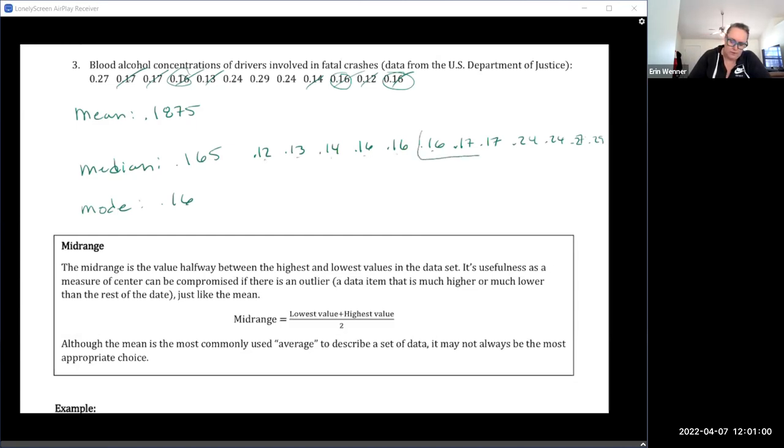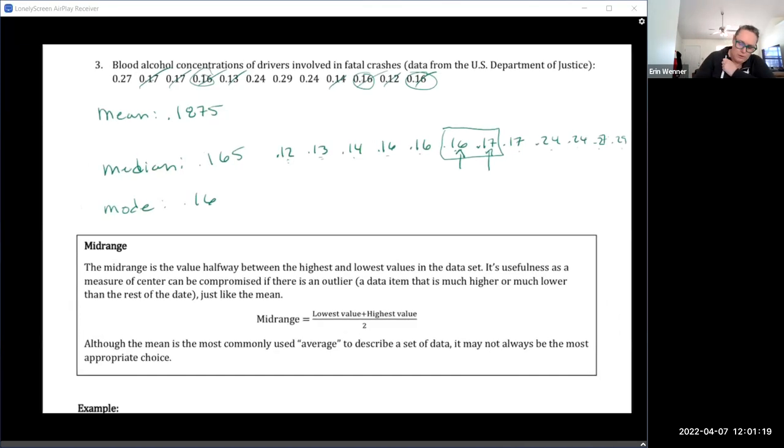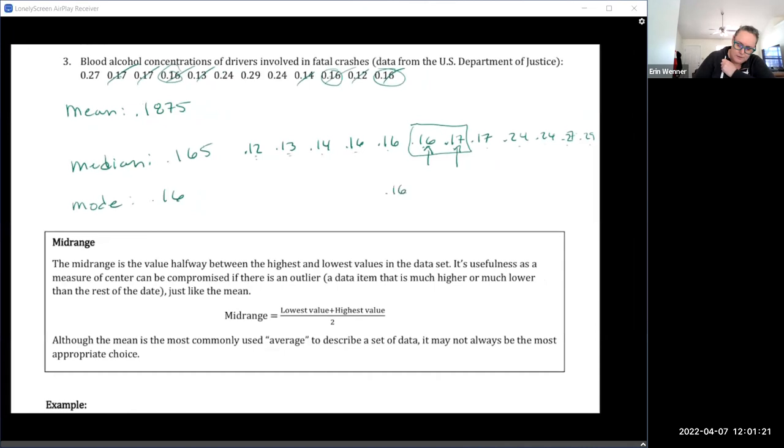And so it's going to have to live in here between the two middle numbers in the data set, right? Because if we count from either end, 1, 2, 3, 4, 5, 6, there's a 6 number. And from the other side, 1, 2, 3, 4, 5, 6. So there's two even ones. So I'm going to do 0.16 plus 0.17, and then divide that value by 2, which is going to give us the 0.165, which is how we get to that middle number.